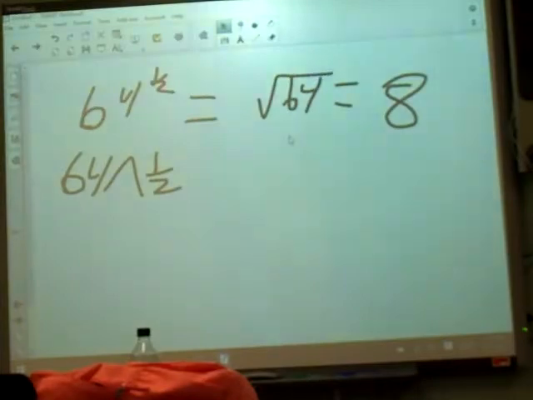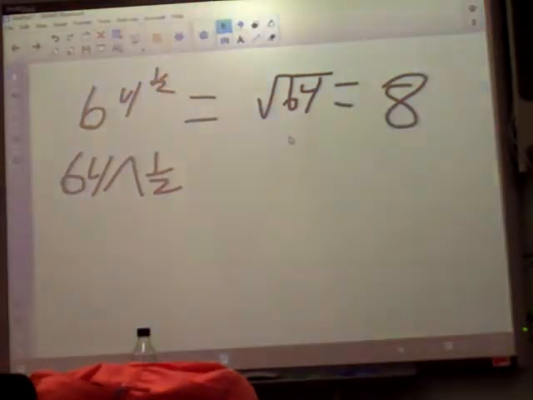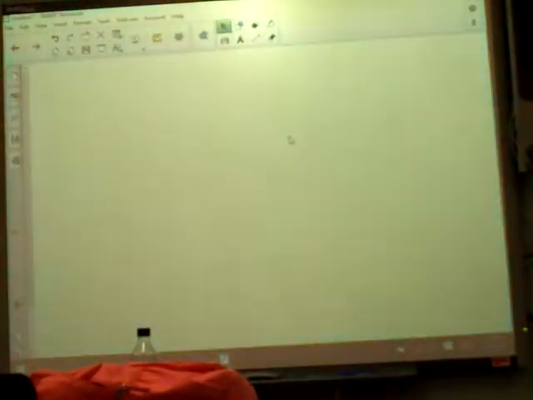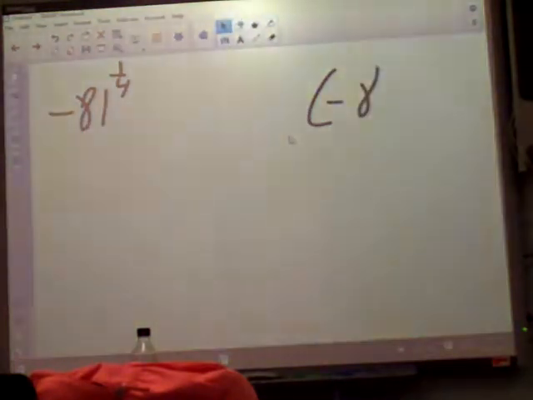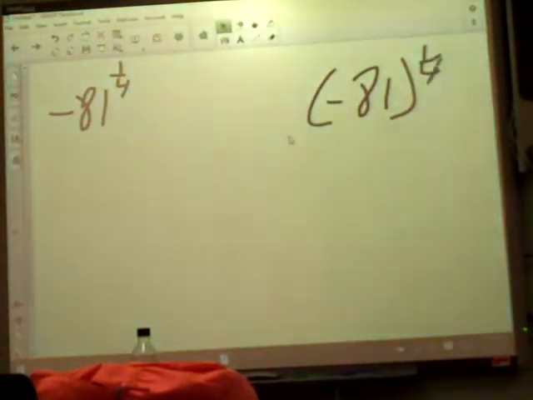Now, when we throw negatives into this, when we've got even roots, we know you can't have a negative underneath there when it's an even root, because that's an i. But it all depends on how the question is written. I want you to look at this. These are two different questions: negative 81 to the 1/4 and negative 81 to the 1/4, with different parentheses. The way those are written, one of them has a real answer and one of them does not.